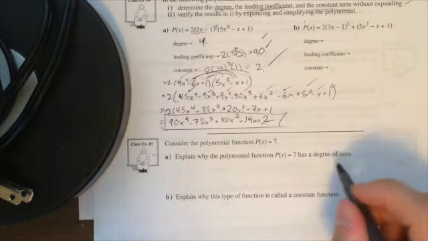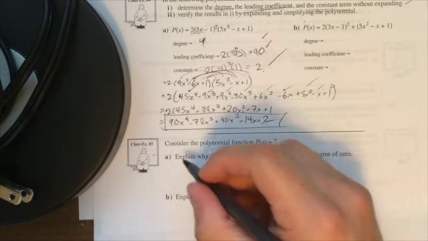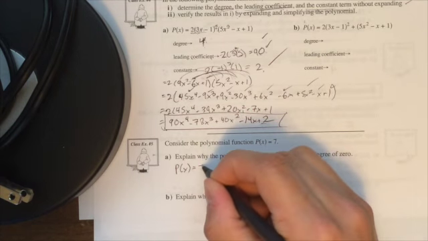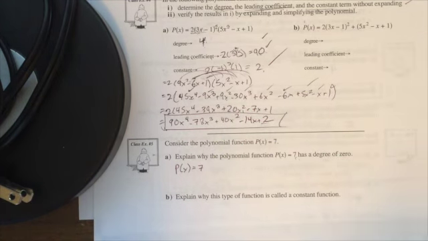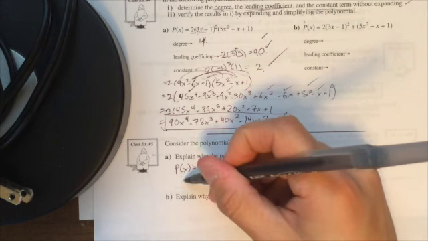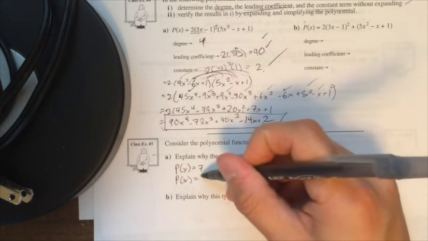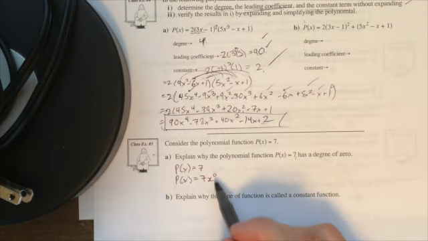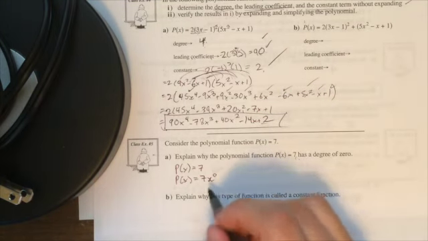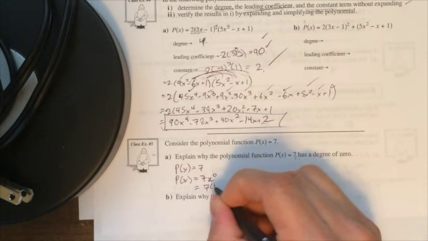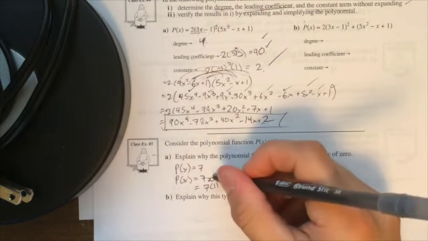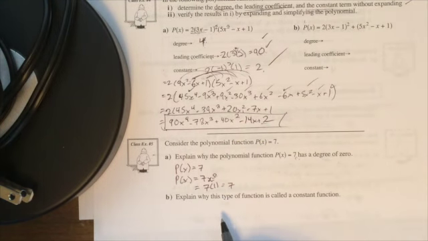Well, this has a degree of 0 because we can say that p(x) equals 7 can also be written as p(x) equals 7 times x to the power of 0. And if this exponent here is 0, that means that this is actually equal to 7 times 1, or just 7. So degree 0 there.